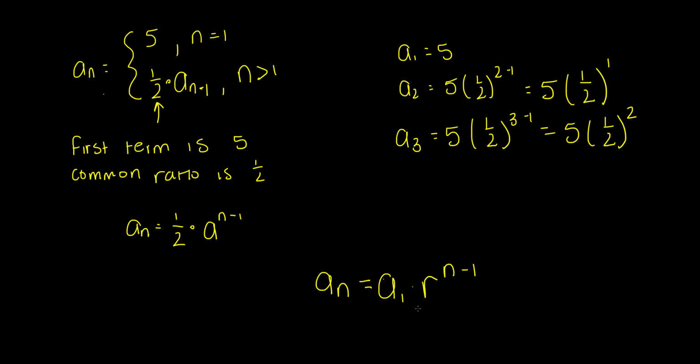Okay, so let's look at another one. Let's be given the explicit and find the recursive. So let's say I'm given a sub n equals 3 times 2 to the n minus 1. Well, okay, this right here is going to be my common ratio. And this right here is going to be my a sub 1, or my first term value.